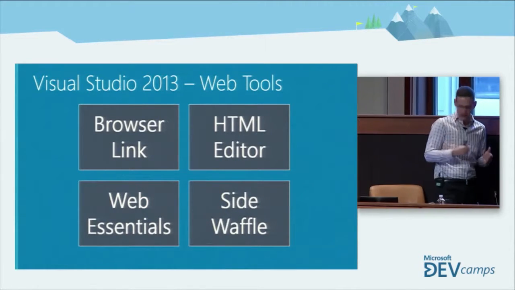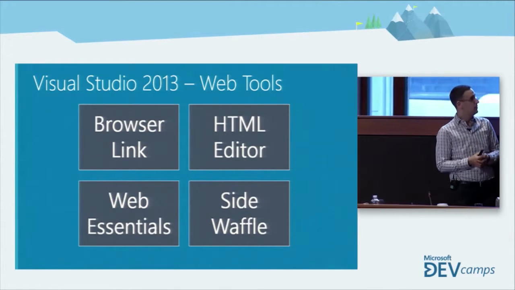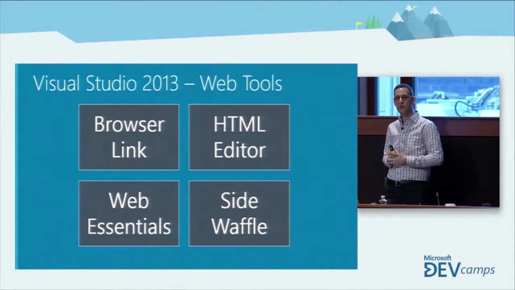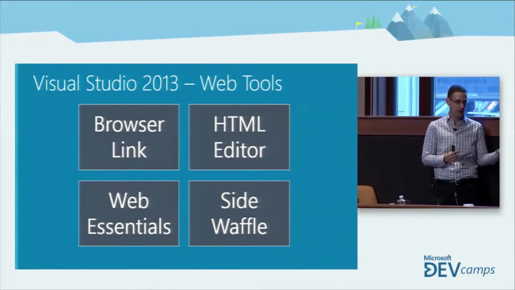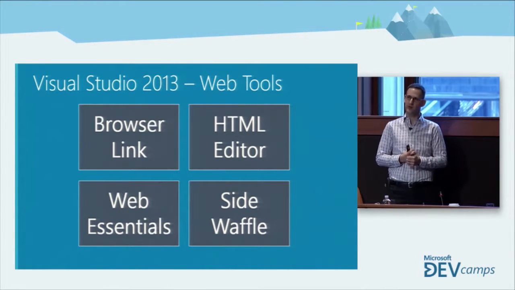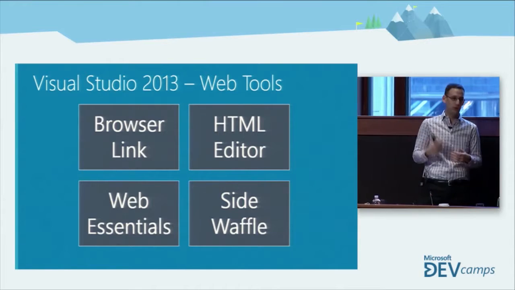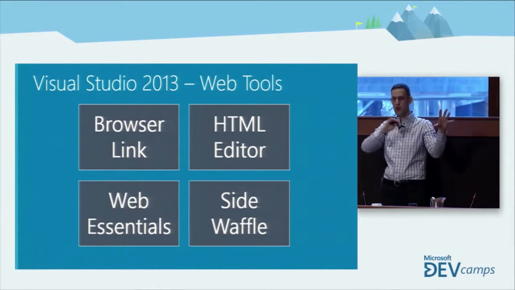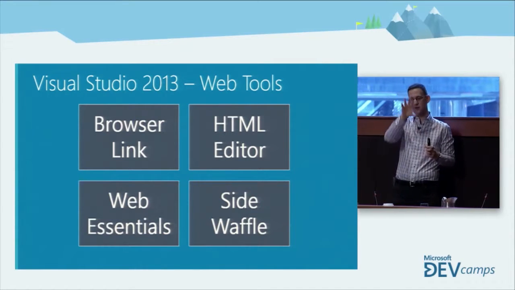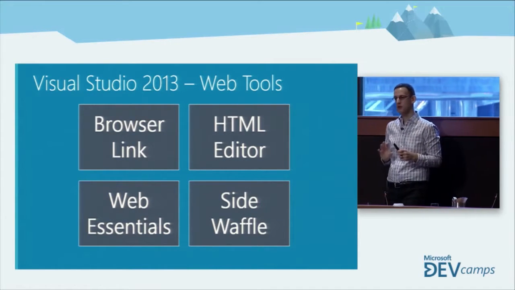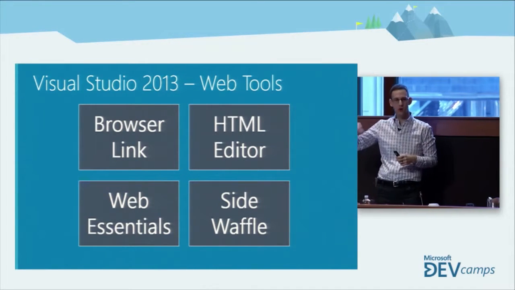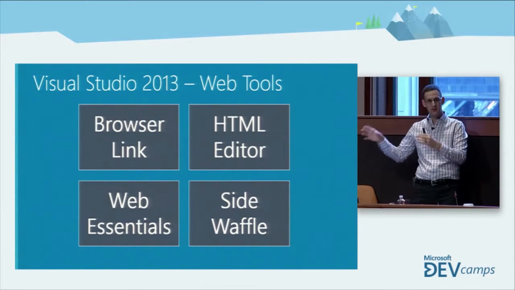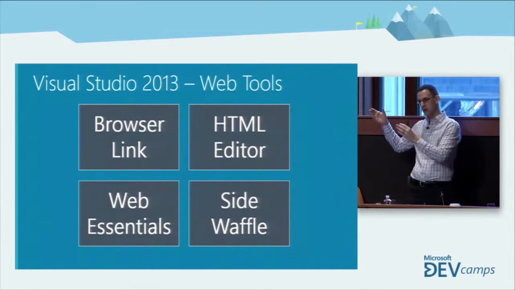So what do we have in this update for the web developers out there? We've got this technology called Browser Link. We've got updates to the HTML editor. We have the Web Essentials that I've been going on about, as well as this crazy thing called SideWaffle. So what Browser Link does, it uses SignalR, and we were talking about Page Inspector earlier. Well, Browser Link takes that outside of Visual Studio and allows you to use any browser, Chrome, Firefox, Opera, IE, or all of them at once, and have a connection between Visual Studio and those browsers.